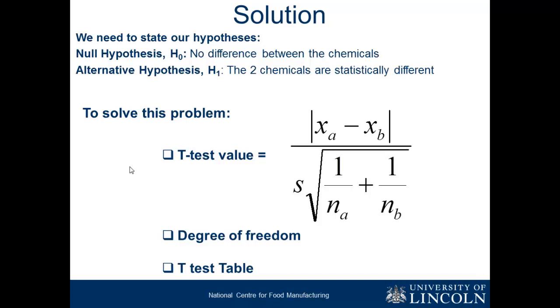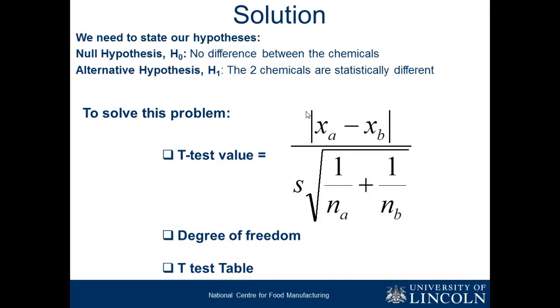Now hypothesis, you have two. One is the null hypothesis, and the second one is the alternative hypothesis. Null hypothesis will say there is no difference. No difference between the two chemicals. No difference between the two products. No difference between the two groups of customers, and so on and so forth. The alternative hypothesis will say they are statistically different. The two chemicals are statistically different. We need to state our hypothesis; that's the first thing.